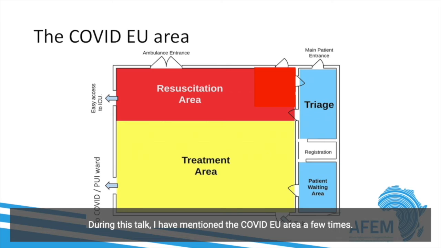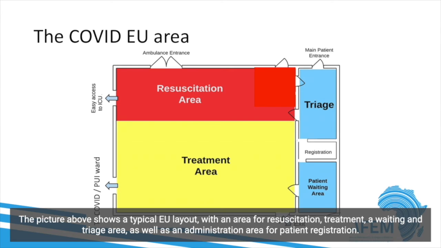During this talk, I have mentioned the COVID emergency unit area a few times. But what is this and how and why should this be implemented? The picture above shows a typical EU or emergency unit layout with an area for resuscitation, treatment, a waiting and triage area, as well as an administration area for patient registration.